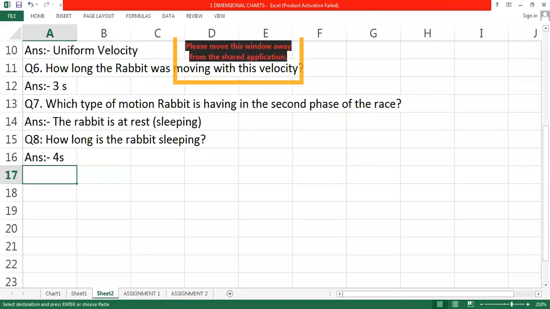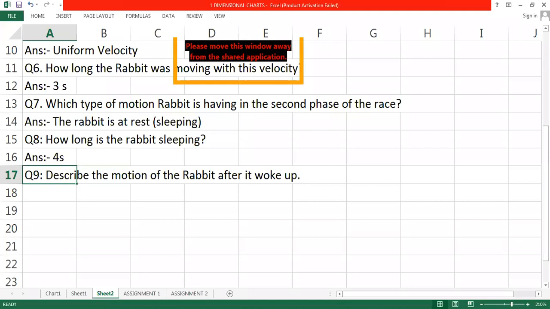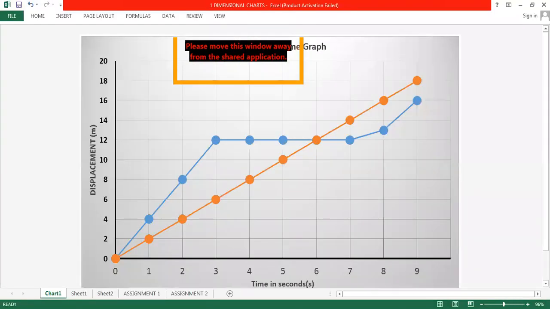Now more challenging questions. Okay. Describe the motion of the rabbit after it woke up. Look at the graph and tell me which type of motion the rabbit is having after it woke up.